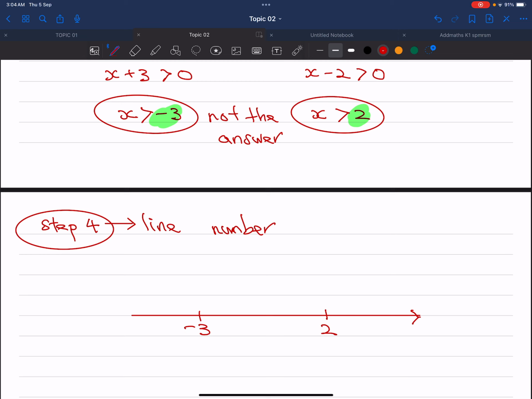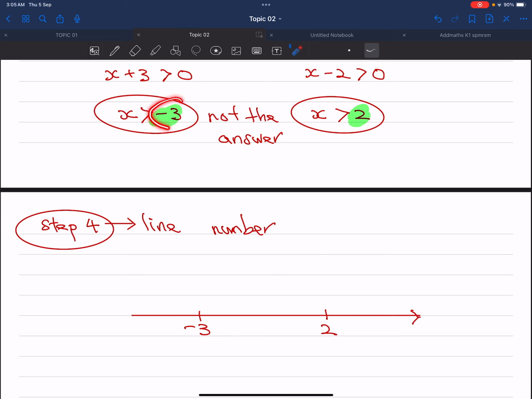You take the smaller number on the left hand side, and the bigger number on the right hand side. Now, this inequality, I'm going to draw on the number line. You can start with x more than negative 3, or you can start with x more than 2. We start with the smaller number.